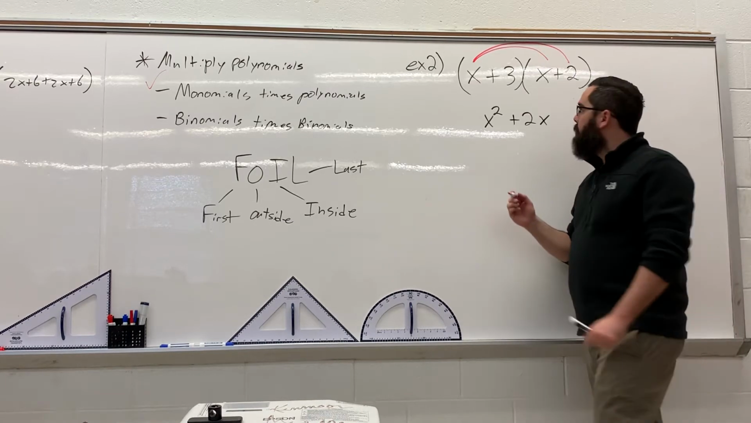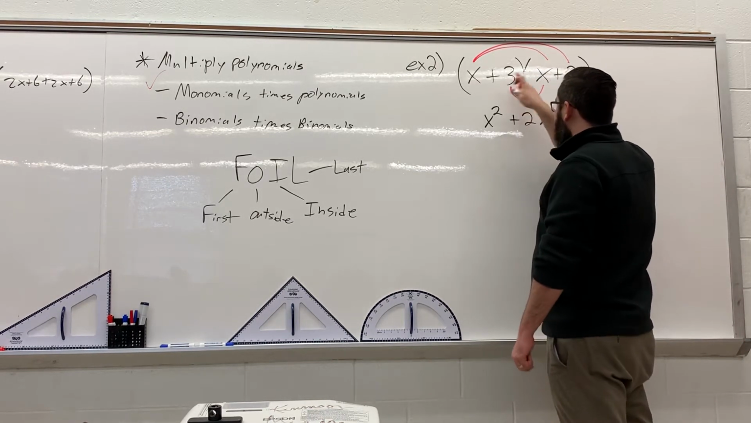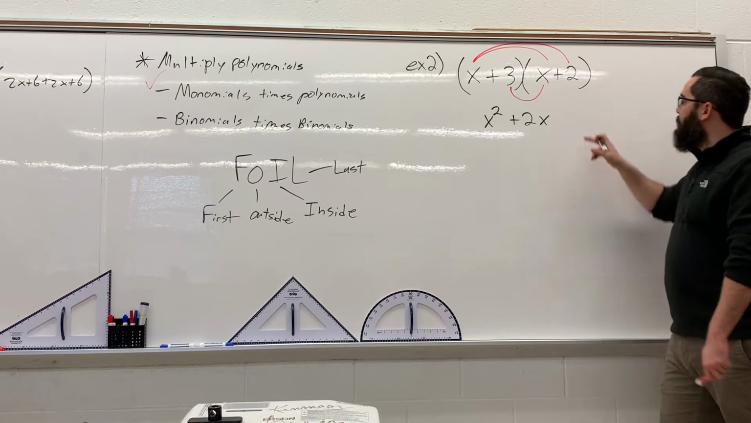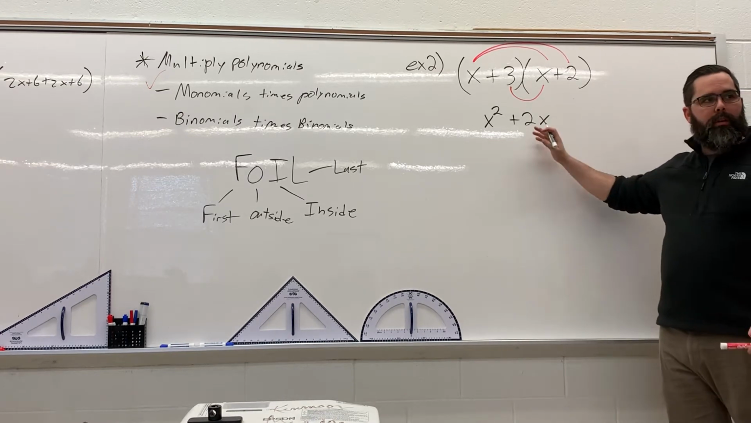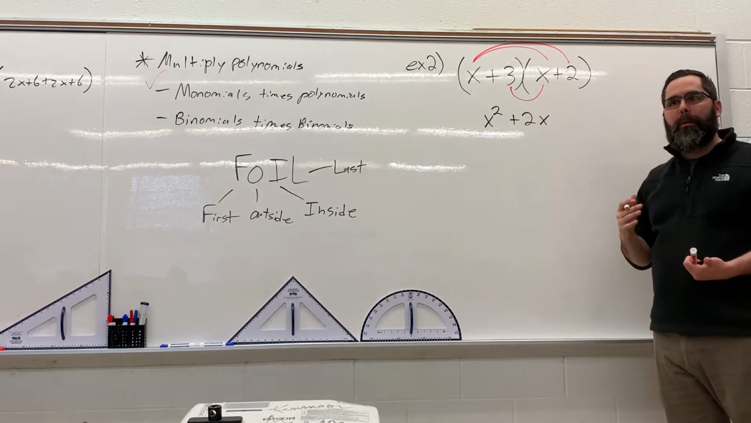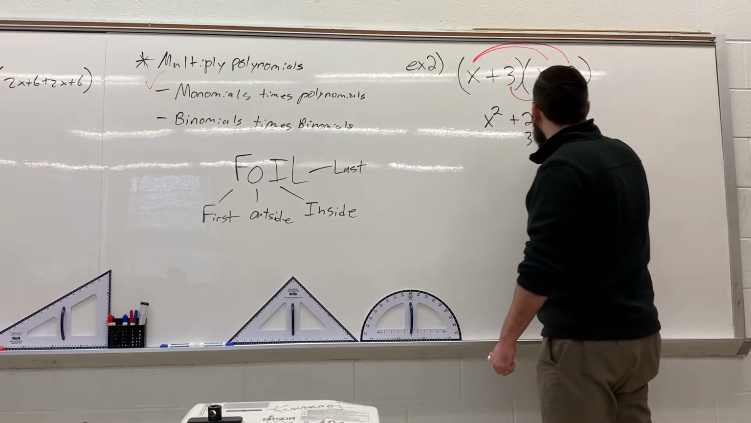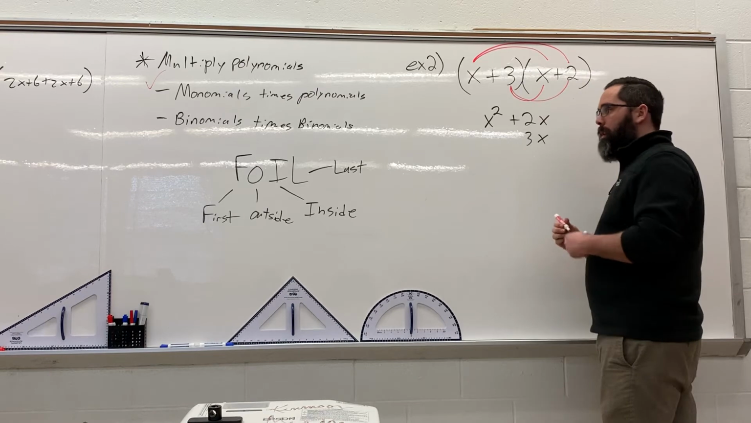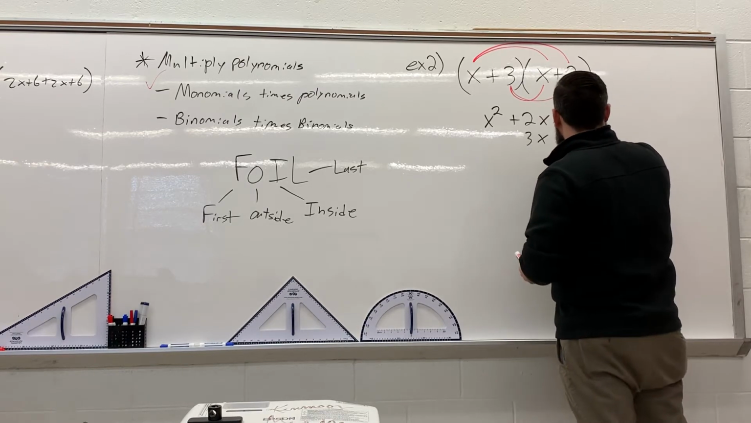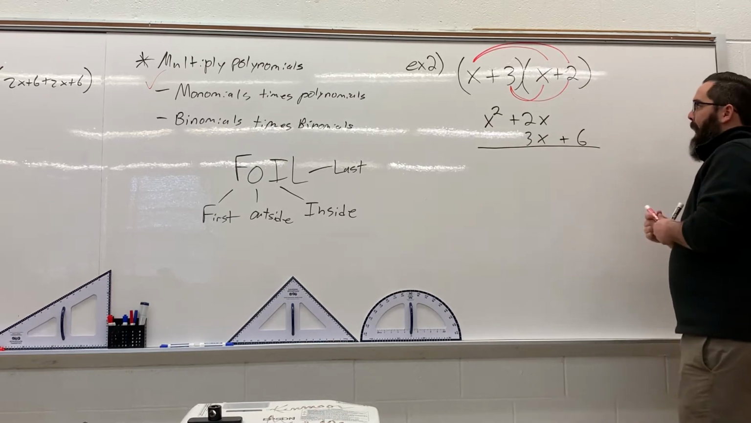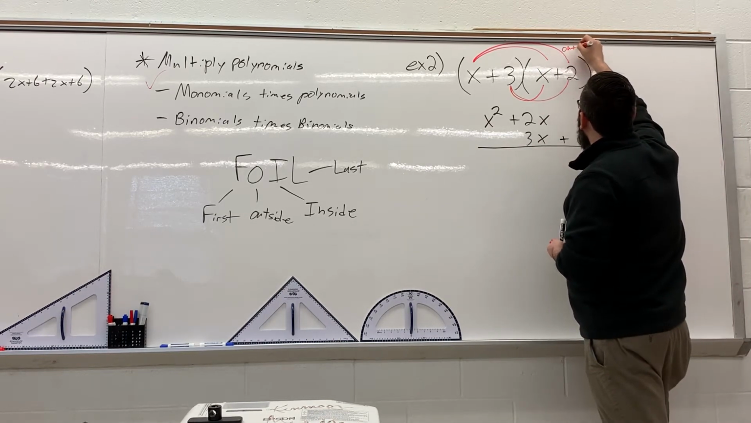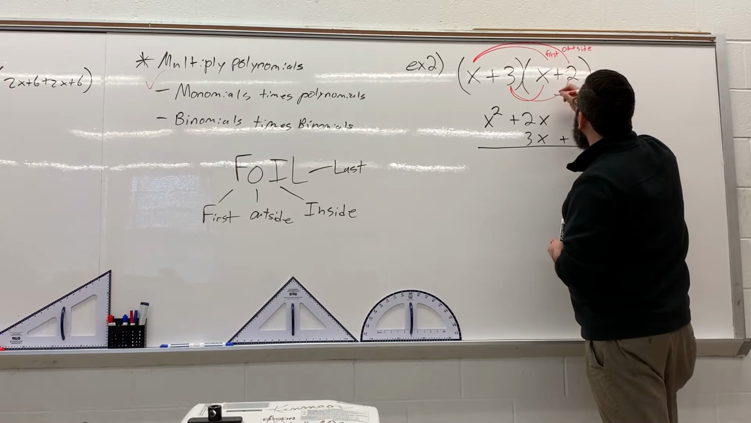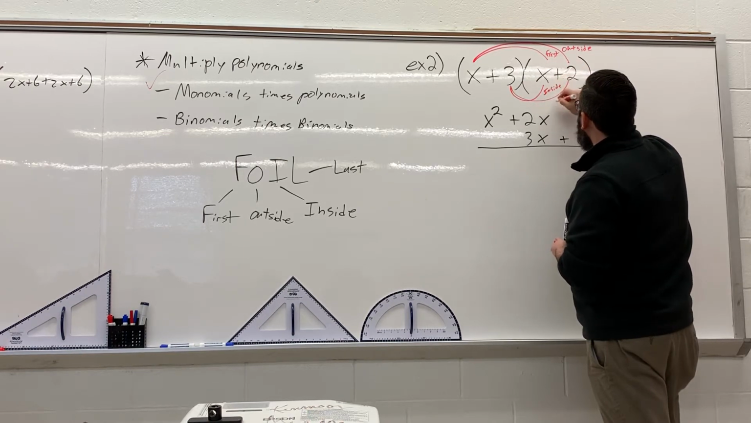I is inside, that's 3 times x, which is my inside terms, which gives me 3x. Now, I could write that here, plus 3x, but instead I'm going to write it underneath the 2x, because I'm going to combine them in a little bit. And then L is last. 3 times 2 is 6. Just so you have this for your notes, this was outside, this was first, this was inside, this was last.